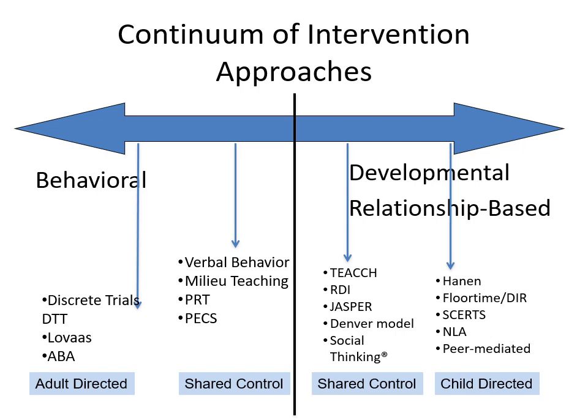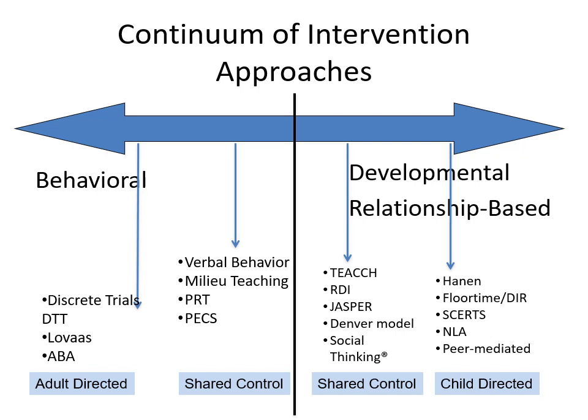What you see here on the left is that we have behavioral treatments that are very adult-directed, like discrete trials, low-VAS, applied behavior analysis. You have behaviorist treatments that move toward the center line. Those include things like verbal behavior, milieu teaching, pivotal response, picture exchange. The ones that move toward the center line are still solidly behavioral treatments. They're still quite adult-directed, but they share control a bit more with the child. So they'll do a little bit more following the child's lead, setting up the natural environment, doing treatment in a natural environment.